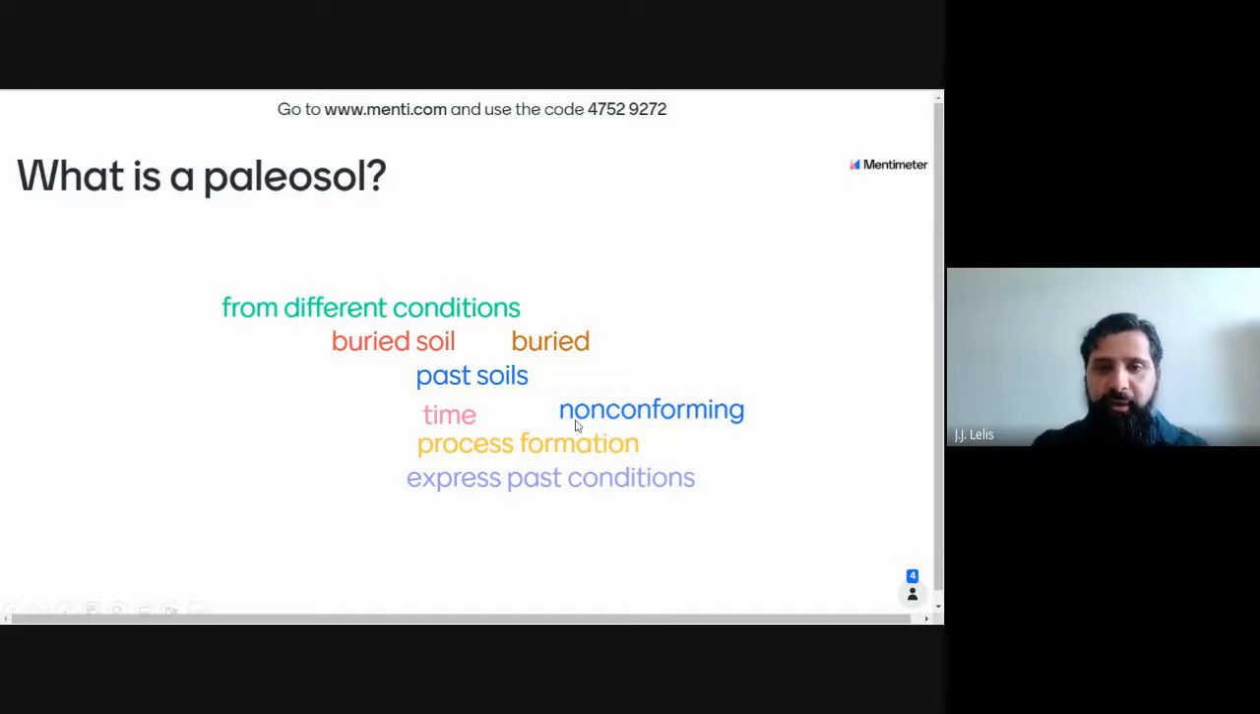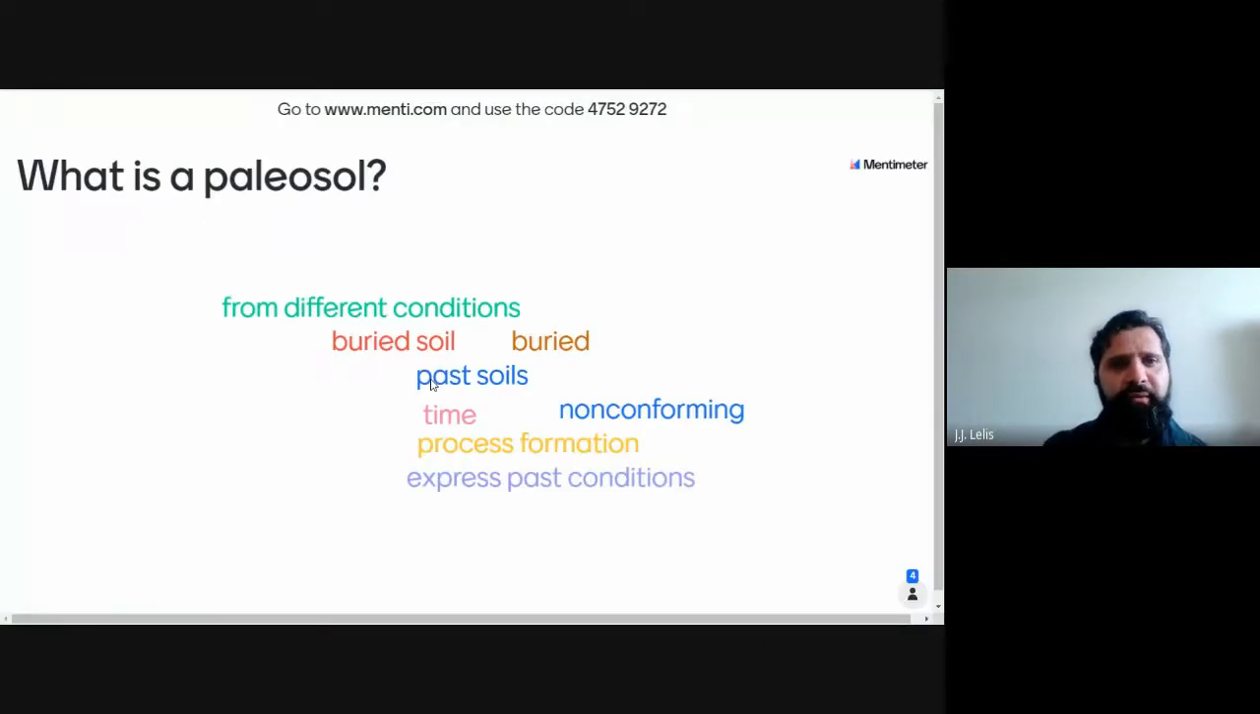And "not conforming or express past conditions" represent what we discussed until now. And the process formation, I believe that the person who wrote this maybe wants to express that the process formation is not conforming with the recent conditions, the nowadays conditions. That's right, okay.